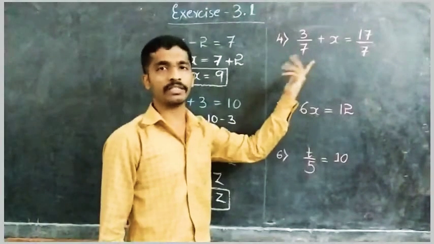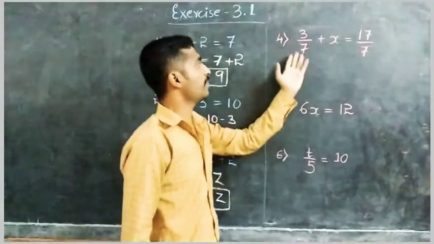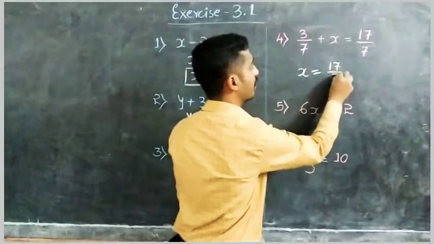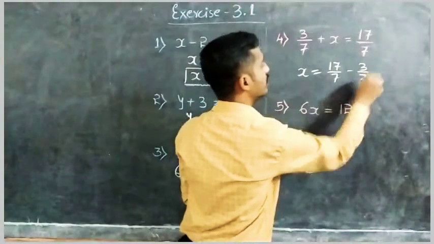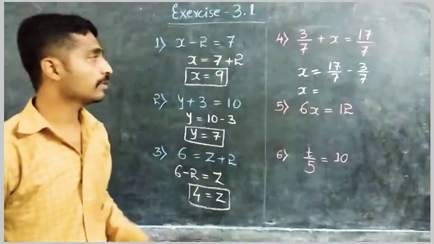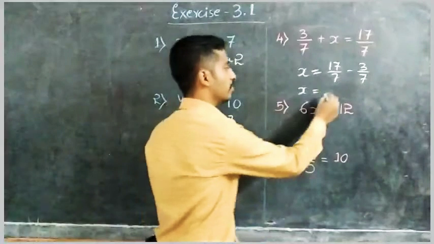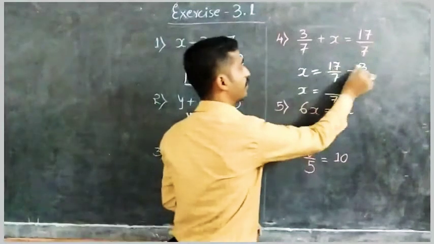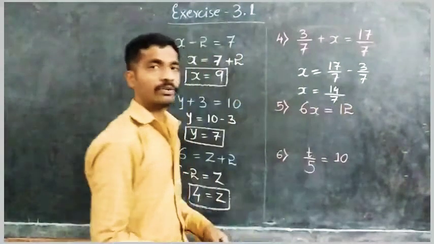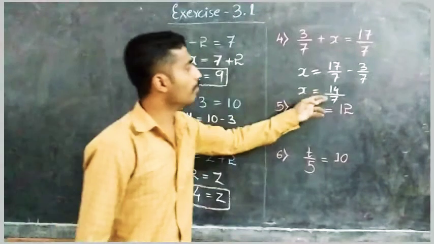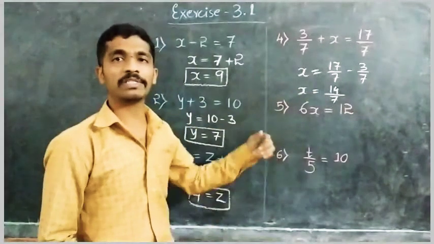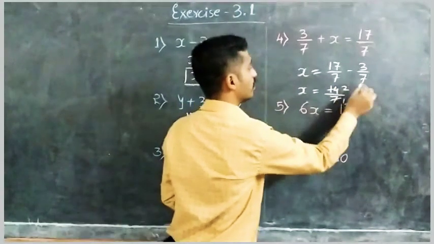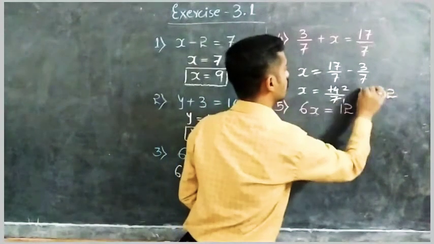Similarly here, it is in fraction. So take 3 by 7 to the right side. So x equal to 17 by 7 minus 3 by 7. Here the denominators are the same, so no worry about taking the LCM. The denominator is the same, that is 7. So 17 minus 3 is 14. 14 by 7: both numbers are in the same table, 7 ones are 7, 7 twos are 14. So better to divide by 7. So our x value is 2.